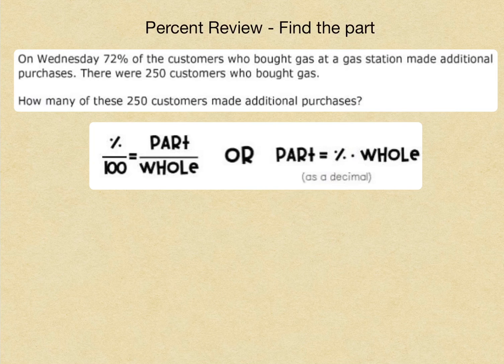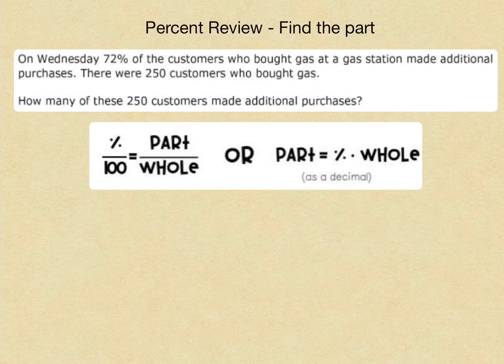In this section of percent review, we're going to be finding the part. In this problem, it says on Wednesday, 72% of the customers who bought gas at a gas station made additional purchases. There were 250 customers who bought gas. How many of these 250 customers made additional purchases?